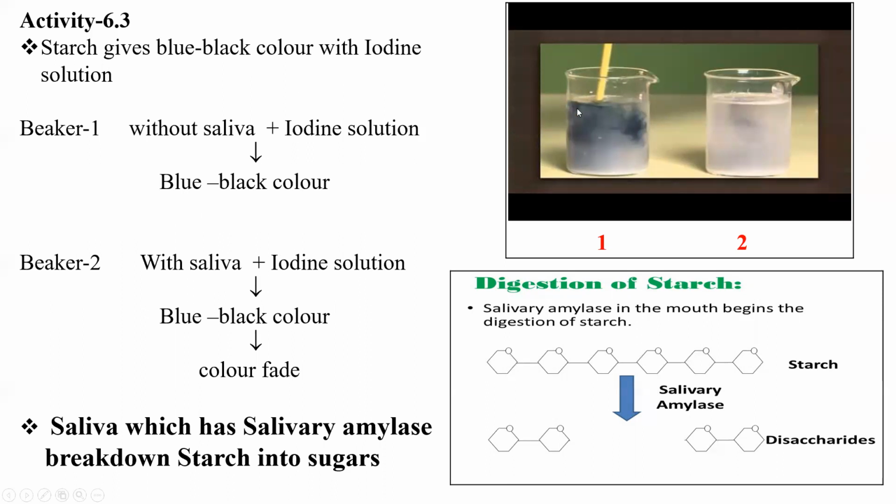Listen, here we have to take two beakers, both having starch solution. In both beakers, we have to take starch solution. Beaker 1, beaker 2. To this starch solution, in beaker 1, keep it like that. To beaker 2, we have to add some saliva. We have to add some saliva to the second beaker.